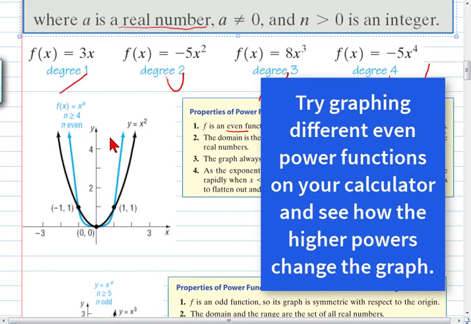If we looked at x to the 6th, these lines would be more vertical and it would flatten out a little bit more.